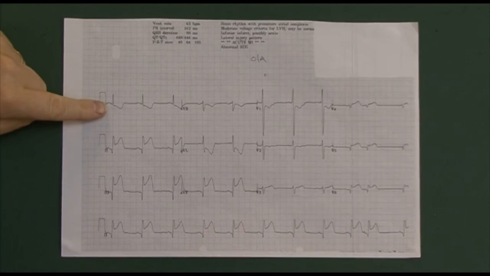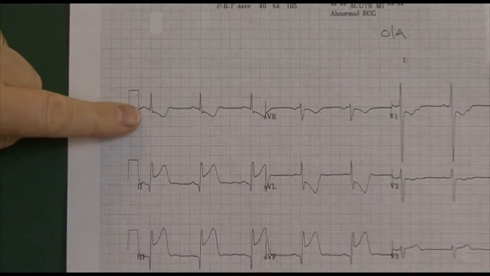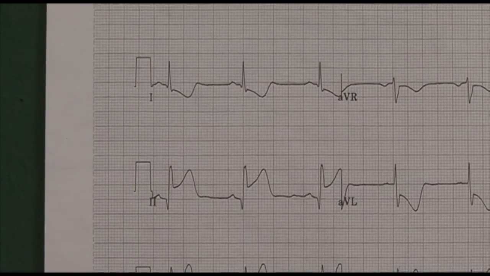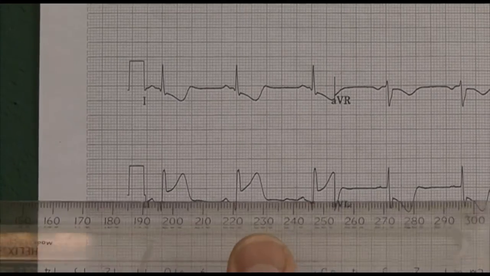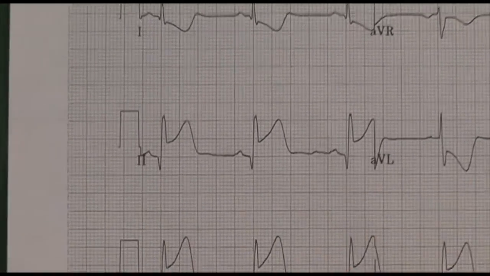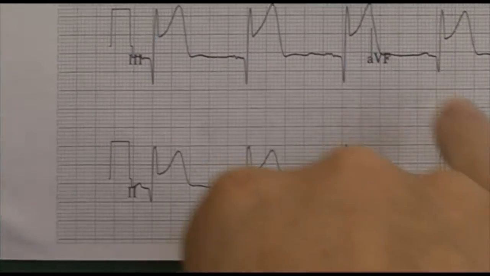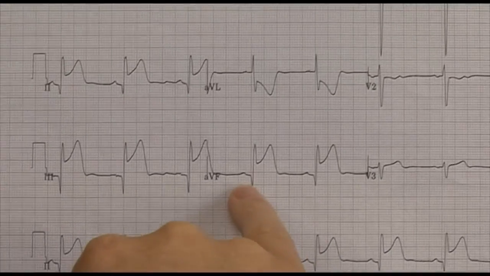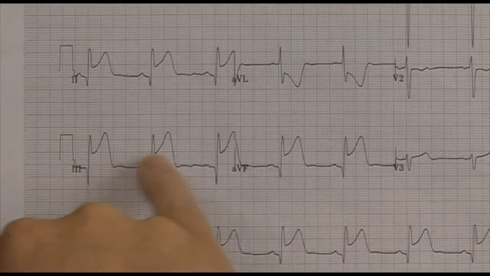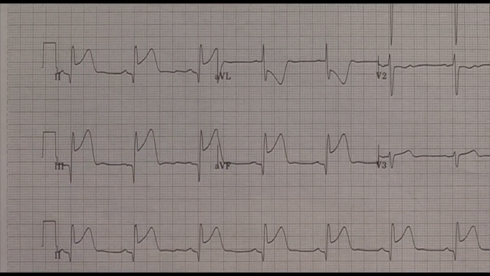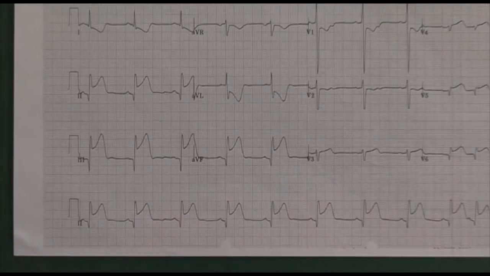Well, in lead 1 we're looking at some reciprocal changes, but we see pronounced elevation in 2 and 3 and again in AVF. And 2, 3 and AVF indicate inferior infarction.